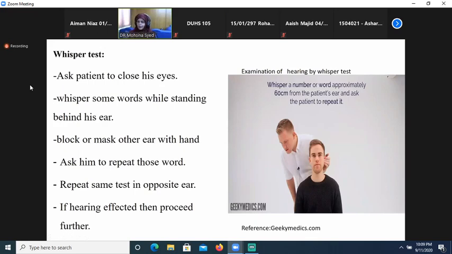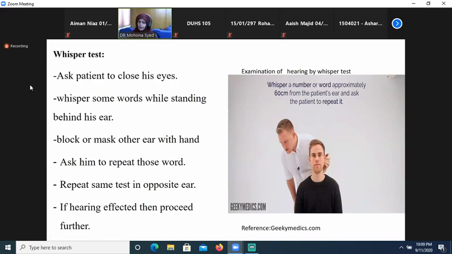First, you explain to the patient that you're going to whisper a few words in the ear, and then you whisper them in one of the ears, and then you ask the patient to repeat those words. Then repeat the same procedure in the opposite ear, and normally the patient is able to tell what you have whispered in the ear. Then the hearing is normal.